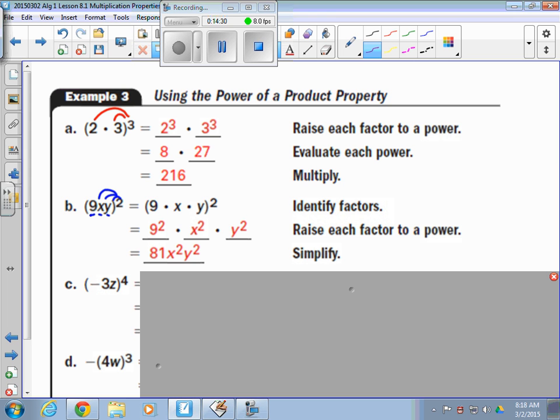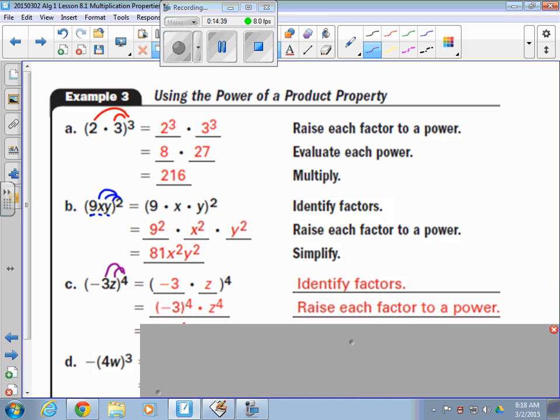Negative 3x to the 4th power, you're going to do the same thing. You're going to make sure negative 3 gets to the 4th power and z, I said x, negative 3 and z get the 4th power. So negative 3 to the 4th power times z to the 4th power. So notice what it says at the beginning. It says to identify factors. I call them things when you're looking at it, because it's only one term, but it's factors, negative 3 and z.